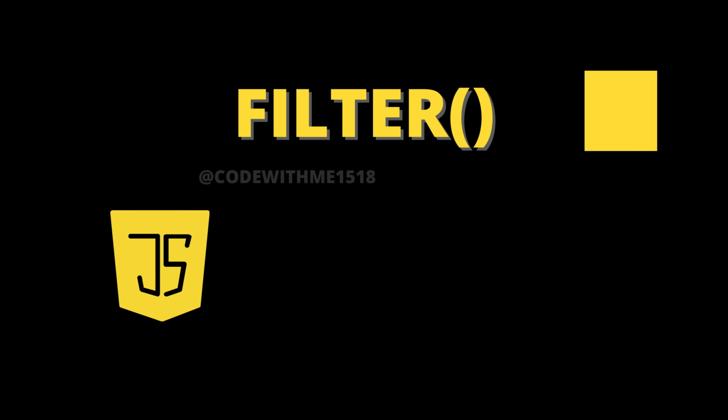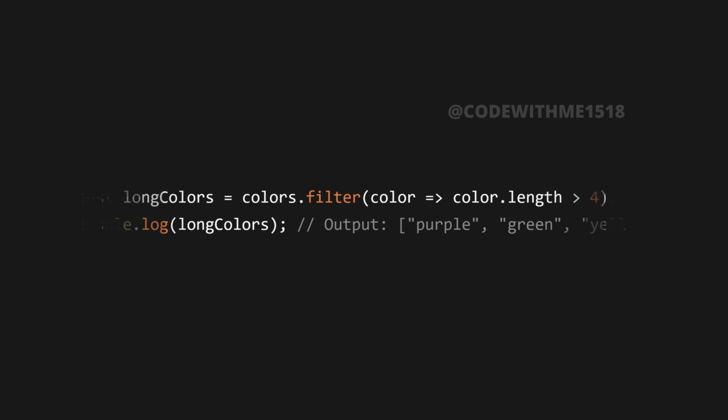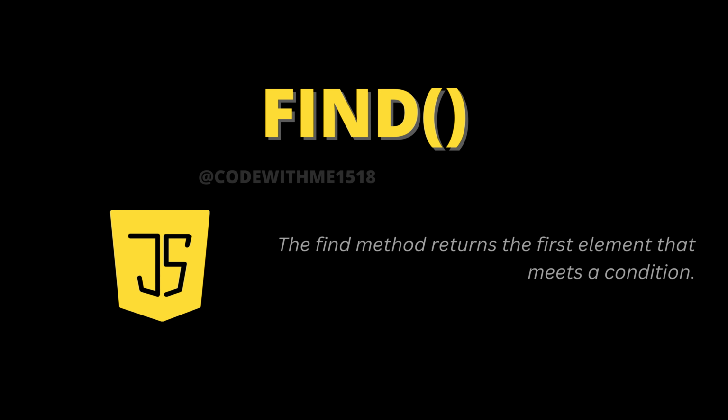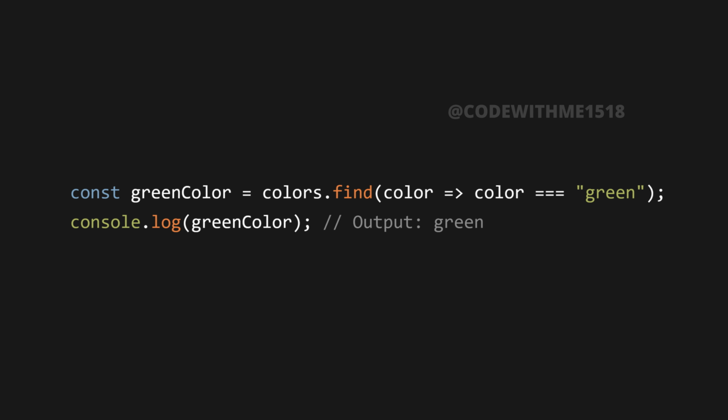The filter method returns a new array containing elements that meet a specific condition. const longColors = colors.filter(color => color.length > 4). console.log(longColors). Output: purple, green, yellow. Find. The find method returns the first element that meets a condition. const greenColor = colors.find(color => color === green). console.log(greenColor). Output: green.